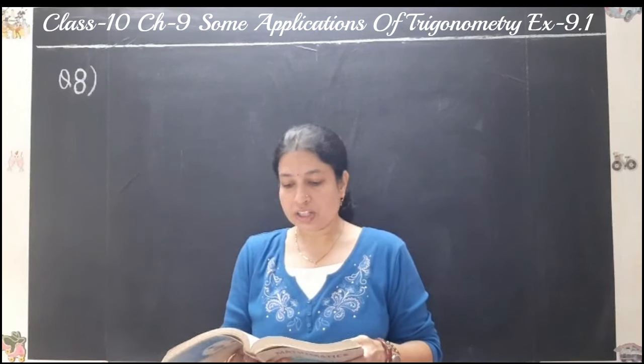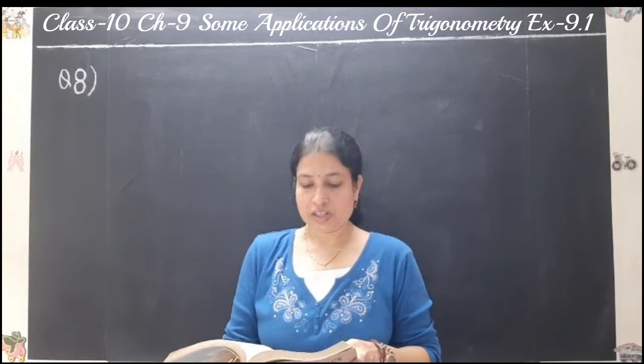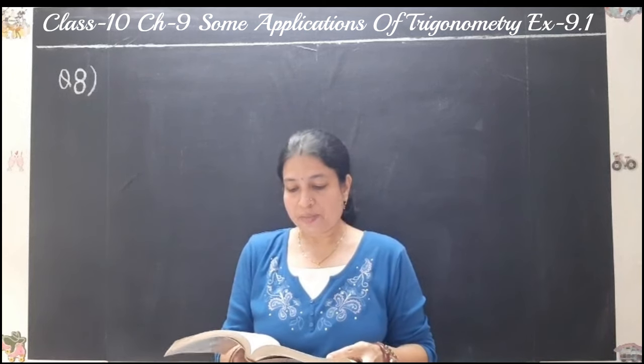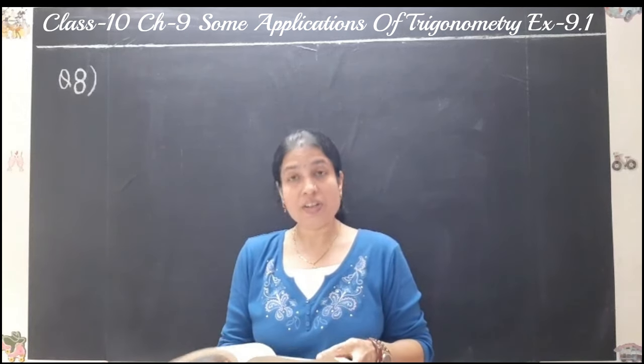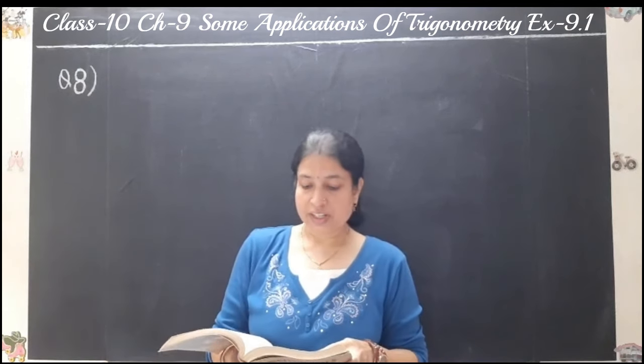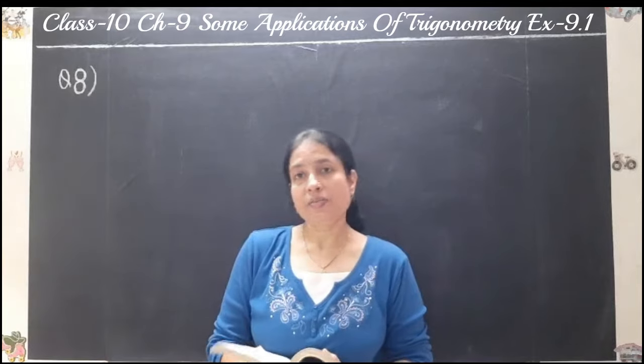Question number 8 is: a statue 1.6 meter tall stands on the top of a pedestal. From a point on the ground, the angle of elevation of the top of the statue is 60 degrees. And from the same point, the angle of elevation of the top of the pedestal is 45 degrees. Find the height of the pedestal.